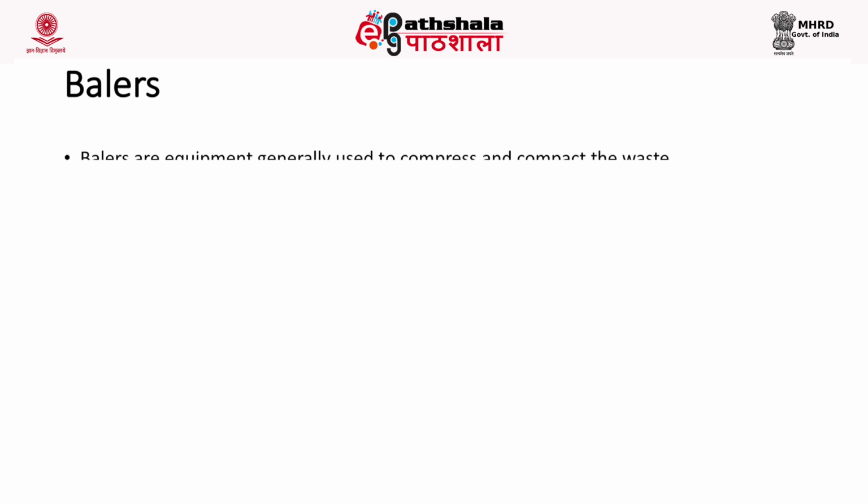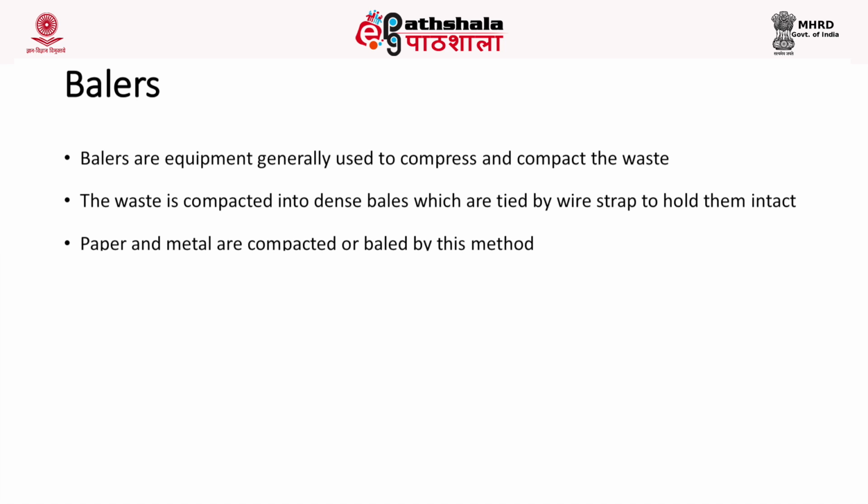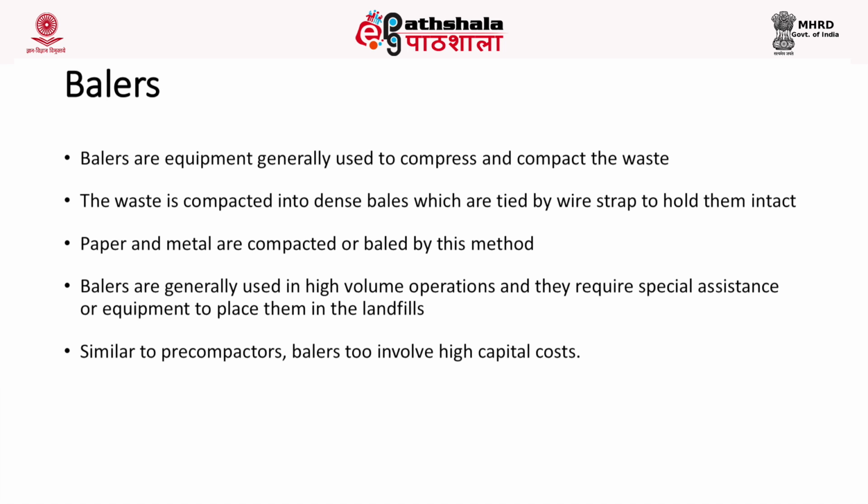Next type is the balers. Balers are equipment generally used to compress or compact the waste. The waste is compacted into dense bales which are then tied using a wire strap to hold them intact. The paper and metal are compacted or baled by this method. Balers are generally used when high volume operations are required, and also when these bales are to be placed in the landfills. Similar to pre-compactors, balers too involve very high capital cost.